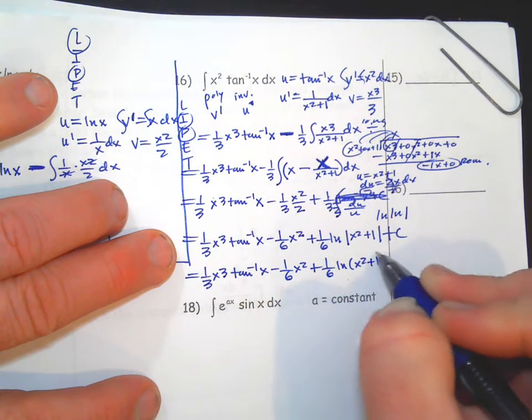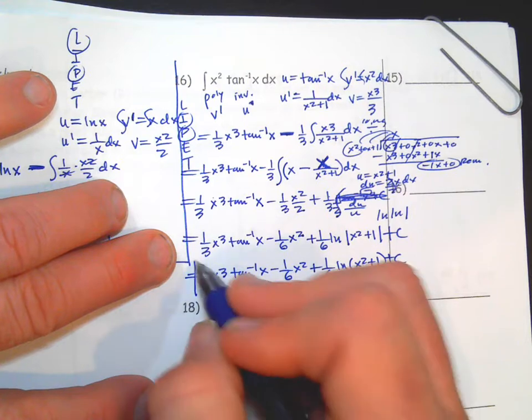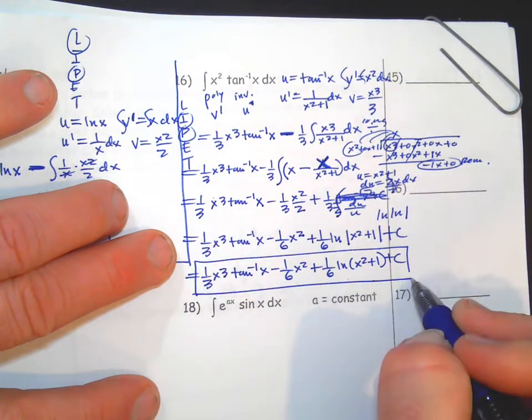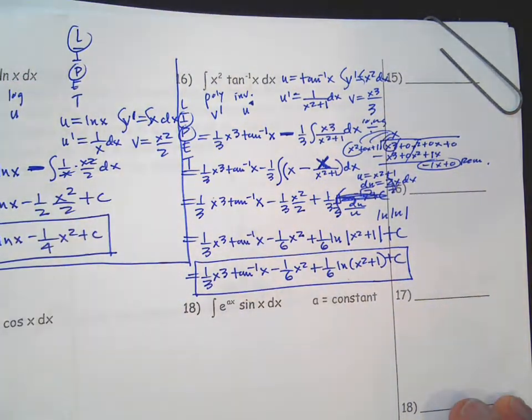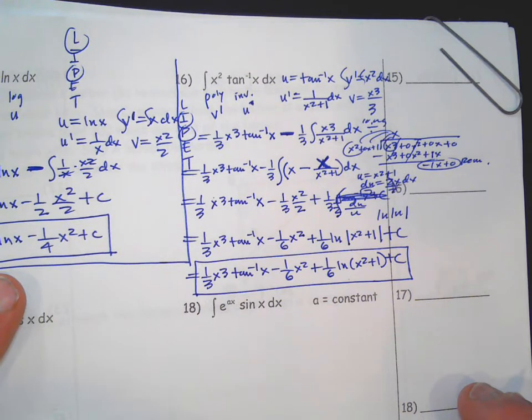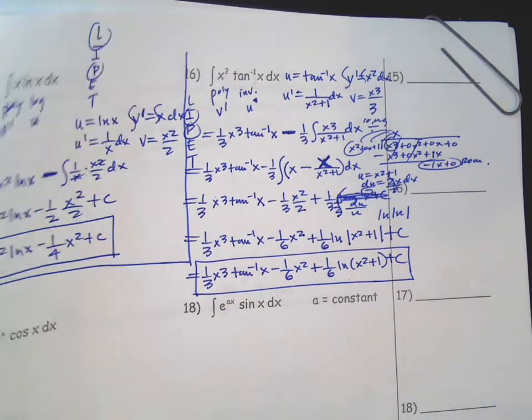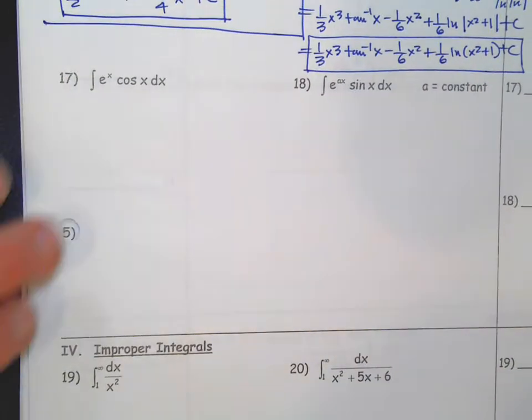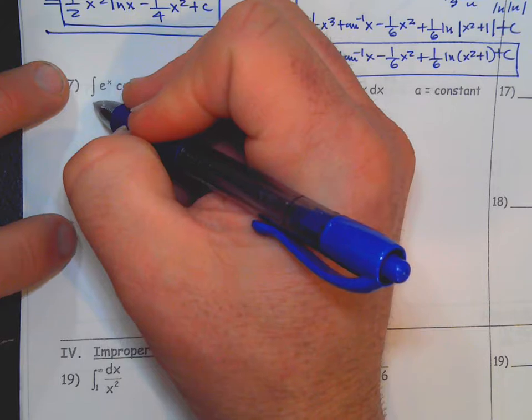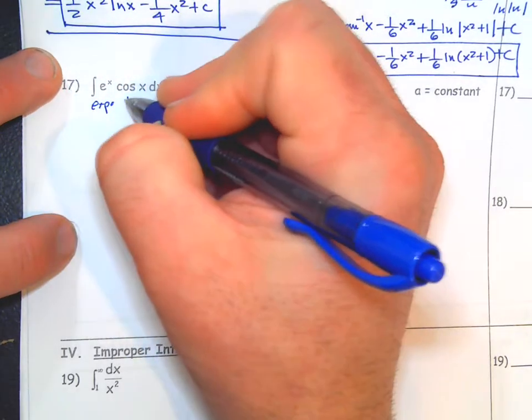Wow, that was a crazy one. That one had so many different twists and turns in it. Double check my answer. Looks good. Okay. All right. Next one, we can't integrate that any other way. So this is expo, and this is trig.